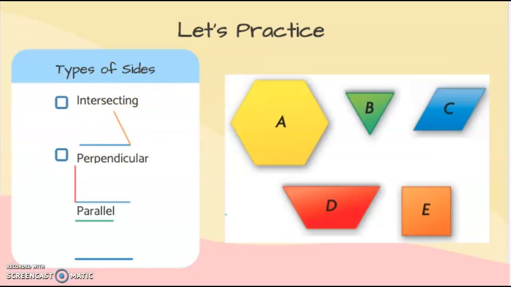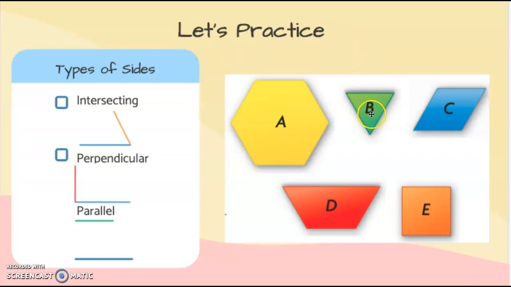Oh boy, now we're going to practice some more. Your types of sides are intersecting, perpendicular, and parallel. Well, let's look at our shapes. See what shapes fall into intersecting. Well, I have this side and this side. They touch to make an angle or at a vertice, and they're not making a right angle. So these have to be intersecting.